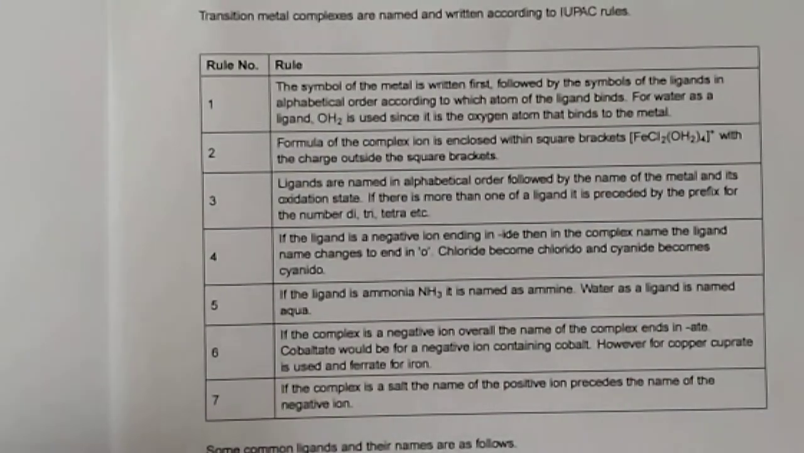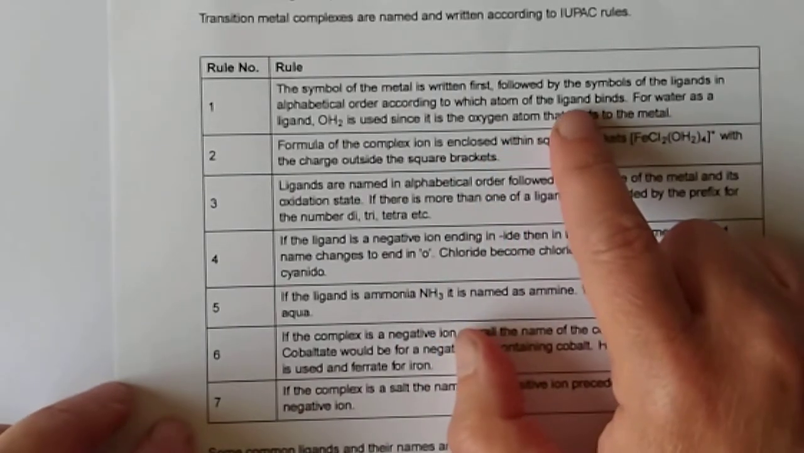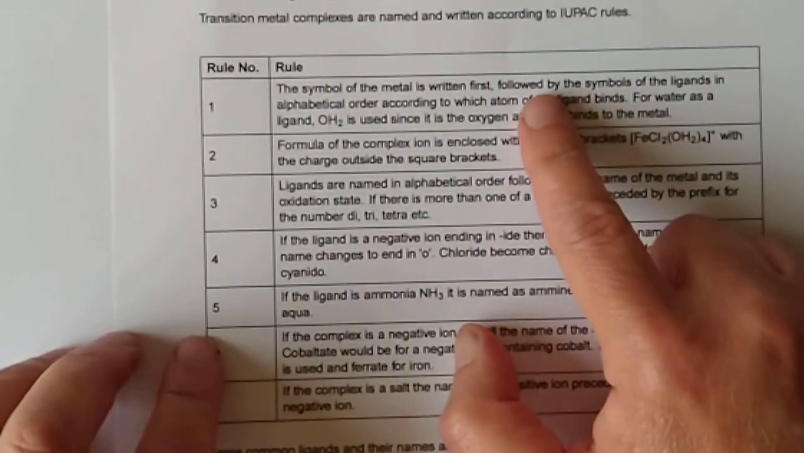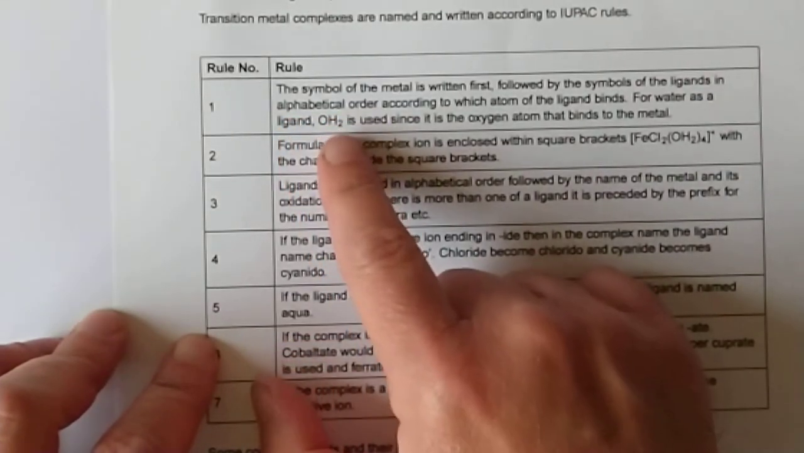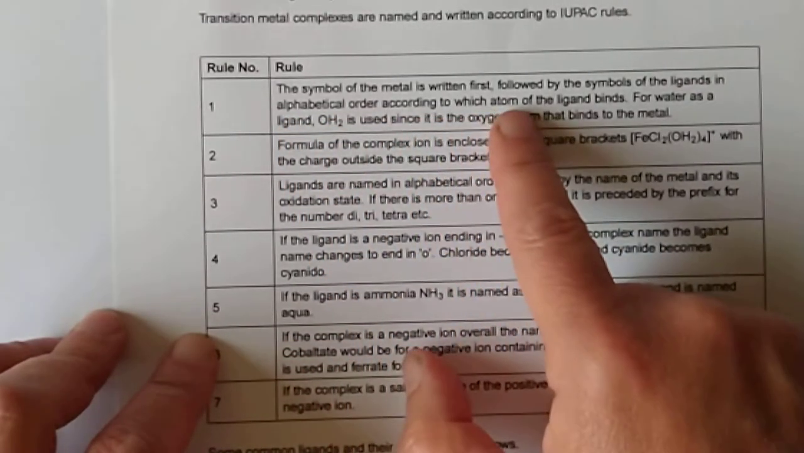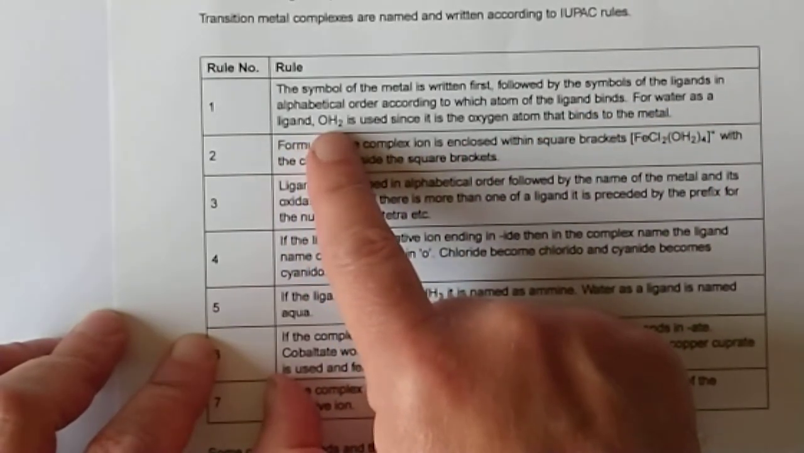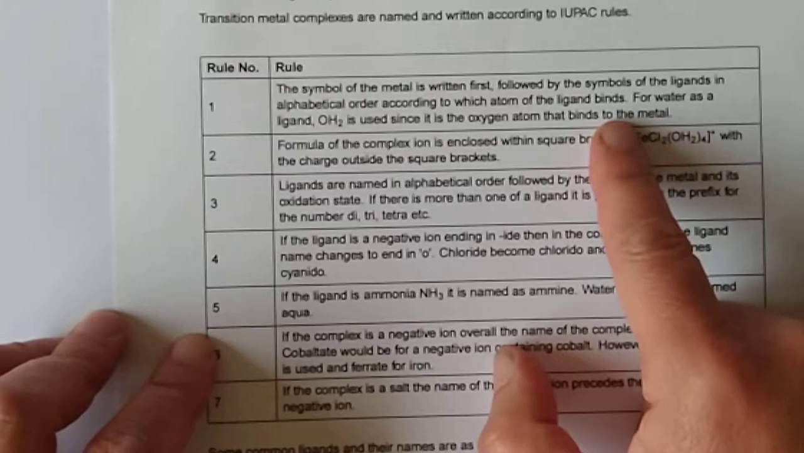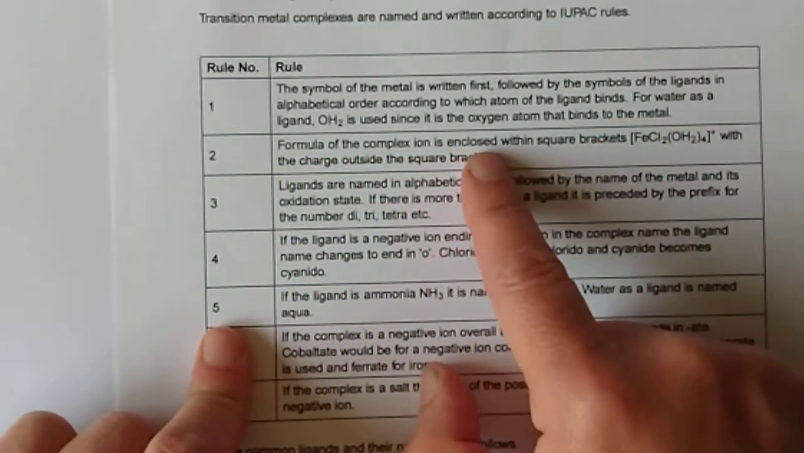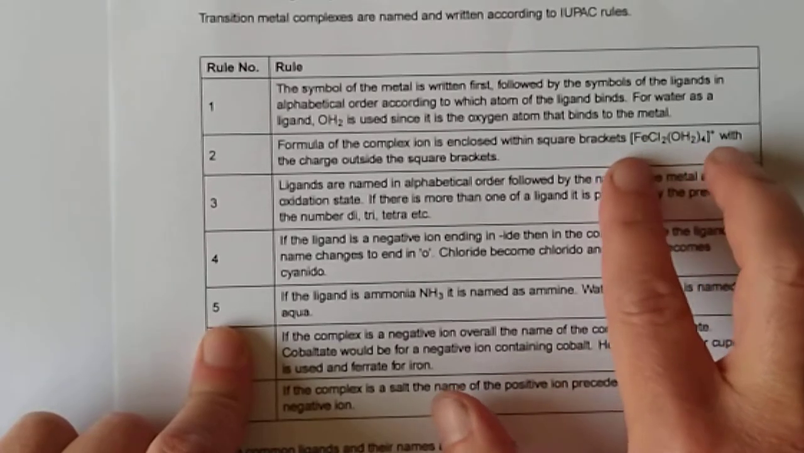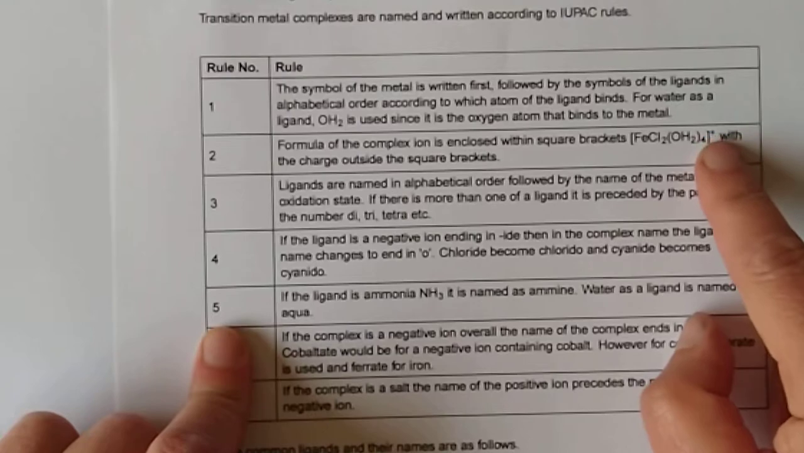So what we're supposed to do, it says here, the symbol of the metal is written first, followed by the symbols of the ligands in alphabetical order, according to which atom of the ligand binds. For water as a ligand, OH2 is used, since it is the oxygen atom that binds the metal, interestingly. The formula of the complex is enclosed within square brackets. I see I was dribbling this into you last time. That's what I said square brackets are for, with the charge outside the square brackets.